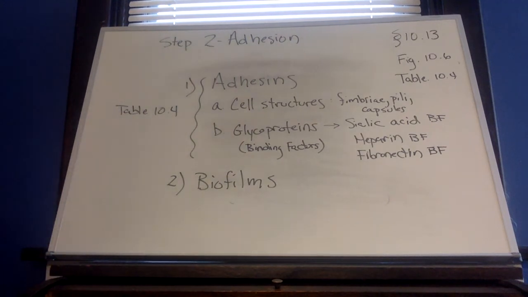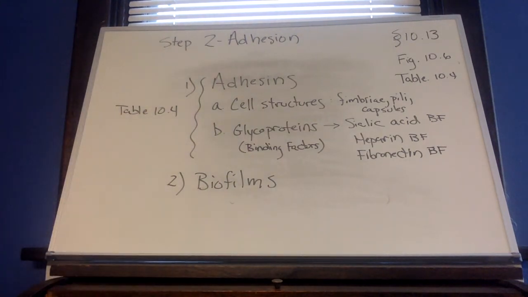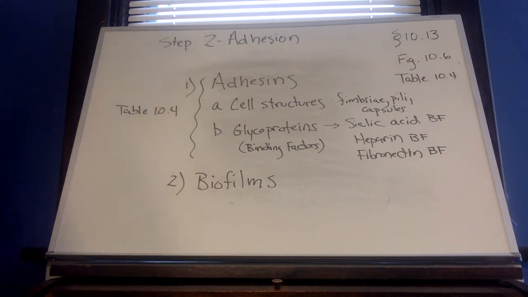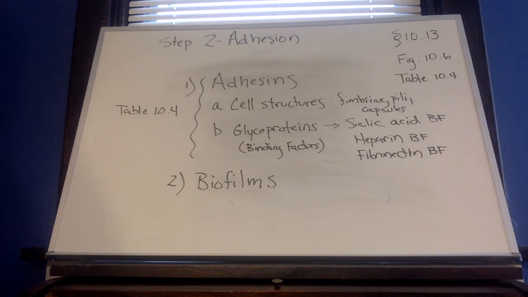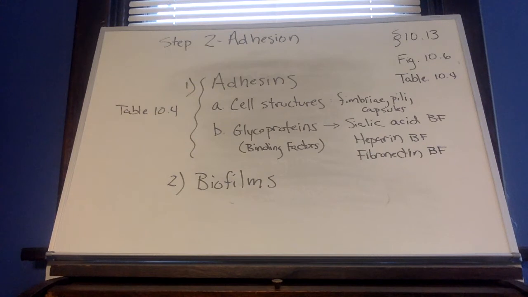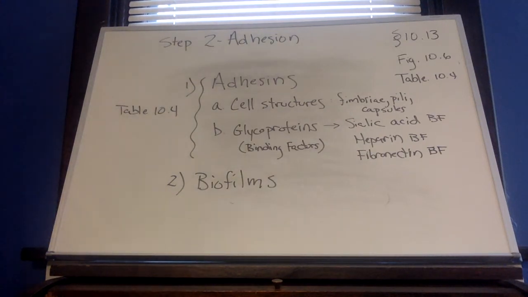And then embedded in that plasma membrane, we saw lots of glycoproteins. So we have proteins that are either peripheral or integral, and sticking out of them are some carbohydrates attached to them. These are called binding factors. So another type of adhesin is a binding factor. And on the host, they're going to stick to lots of different things. So there are sugary molecules on your surface which these can stick to.